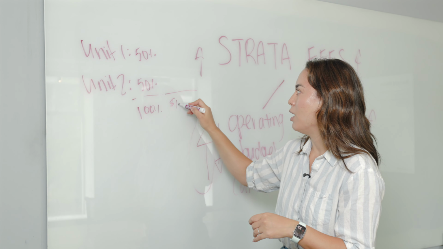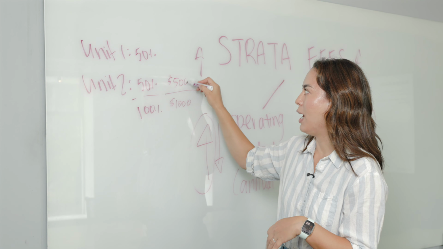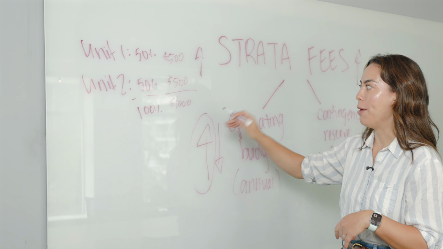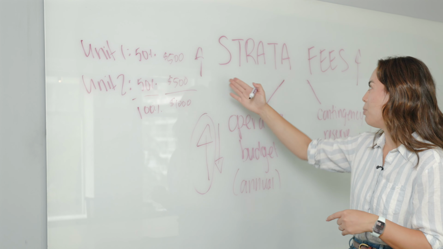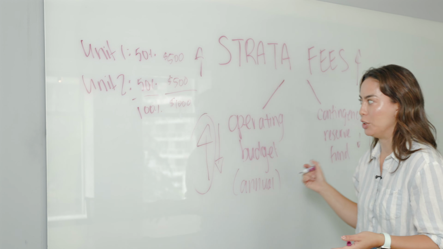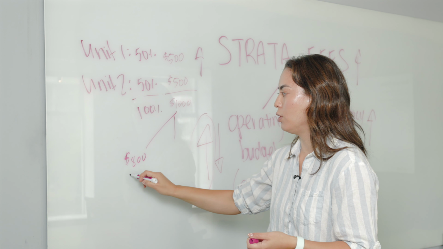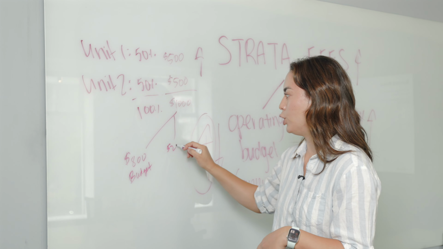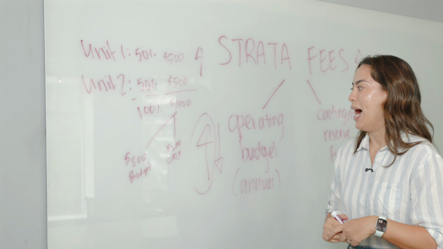So let's say that the total strata fees collected is $1,000. What does that mean? Half and half, $500, $500. That's what each person's strata fees would be, right? And then, as I said, that $1,000 total strata fee would then be allocated into a portion going to the operating budget and then a portion going to the contingency reserve fund. So let's say, for example, that this splits out into $800 going to the budget to pay off the needs of the strata, and then $200 goes to the contingency reserve fund every single month, okay?